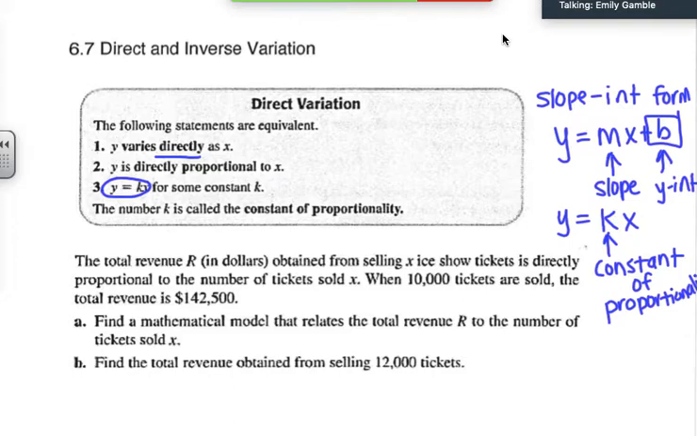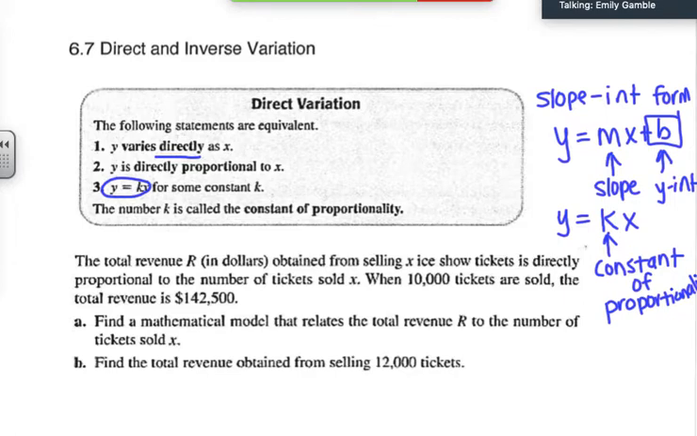So in this first practice problem, they are telling us that the total revenue in dollars obtained from selling x ice show tickets is directly proportional to the number of tickets sold, x. Then they're saying when 10,000 tickets are sold, the total revenue is $142,500. They want us to find a mathematical model that relates the total revenue to the total number of tickets sold, and then answer a question based on that.